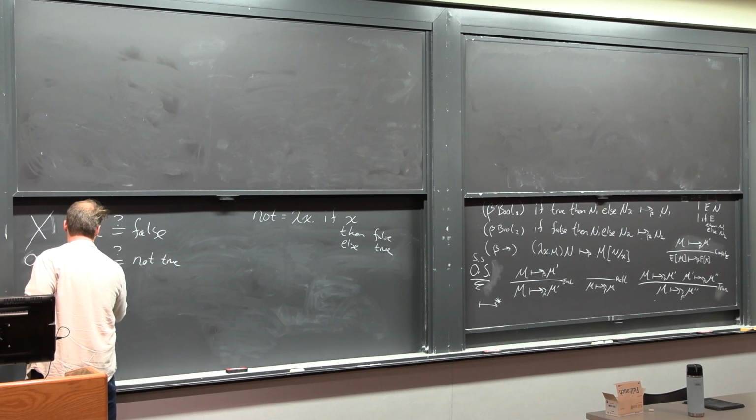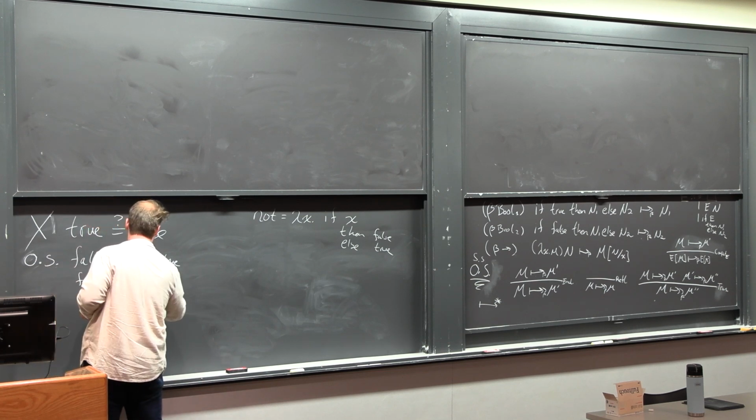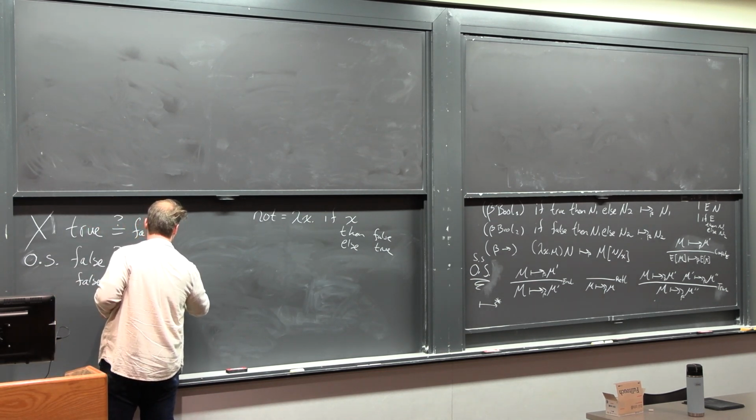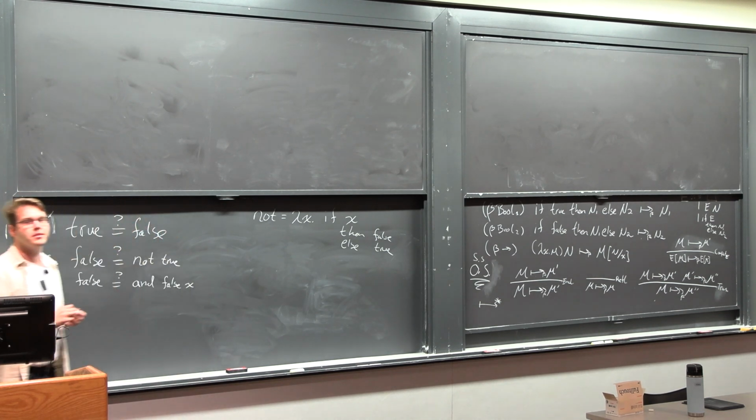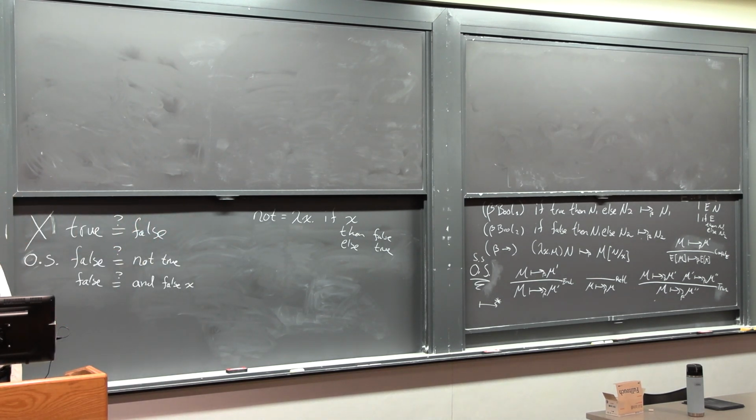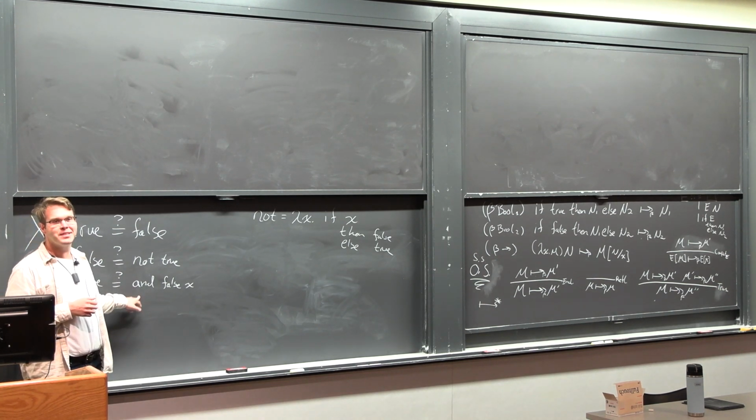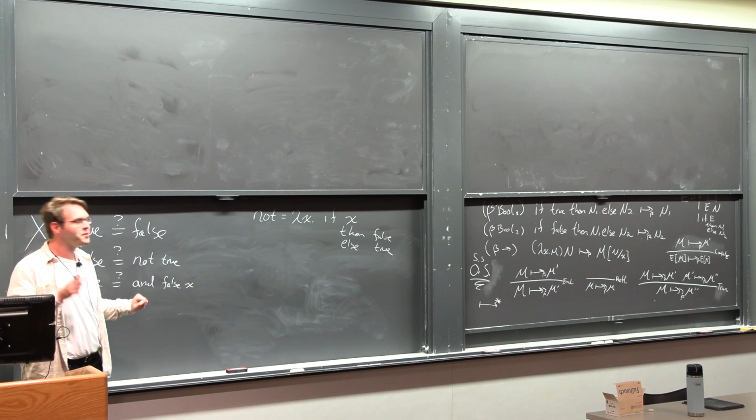How about this one? Is false equal to and false with x? So and is, let's just say, the obvious and function. But what do people say here? No, why not? So someone want to argue why it is equal or not equal? Yeah. You have one program that terminates and one program that doesn't. Ah, it doesn't terminate. So why doesn't it terminate? So I haven't defined what and is. We don't have a value for x.